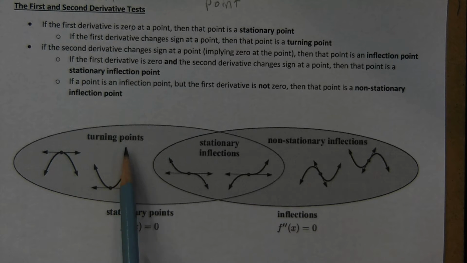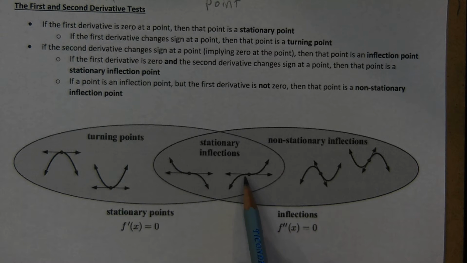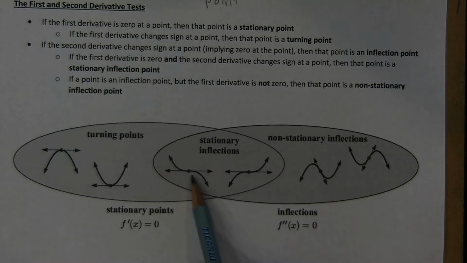So turning points, let's start down here. Stationary points. Anytime the first derivative is 0, it's known as a stationary point. It could be a local max, a local min, or a stationary inflection point. These two are known as turning points because the first derivative is changing sign at that point. These are not turning points because the first derivative does not change sign. See, it's negative, negative, positive, positive.